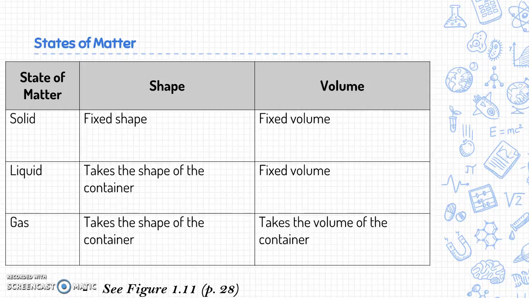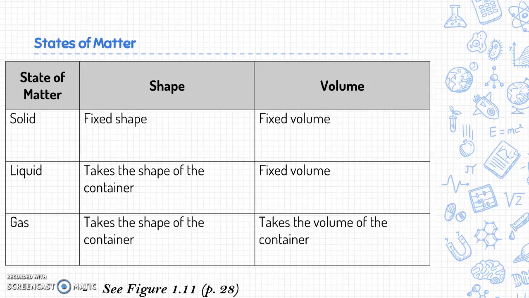Solids have a fixed shape and fixed volume. Meaning that the shape does not change when you move it from one container to another, nor does the volume change. It has a constant volume. Liquids, on the other hand, when you pour liquid water, for example, into a flask, will take the shape of the flask, but will maintain whatever volume it had. So 250 milliliters in a beaker will still be 250 milliliters in a flask, but it will take up a different shape.